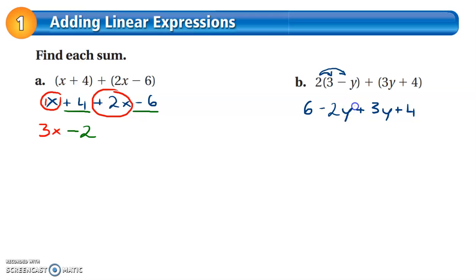Okay, let's look for like terms. Start with the variables. Here we have negative 2y. Remember to always include the sign. And then we have positive 3y. So negative 2y plus 3y leaves us with 1y. And we don't have to write the 1, it's usually implied. And then we have 6 plus 4, and that gives us 10. So 1y plus 10, or we could also write this expression as just y plus 10.